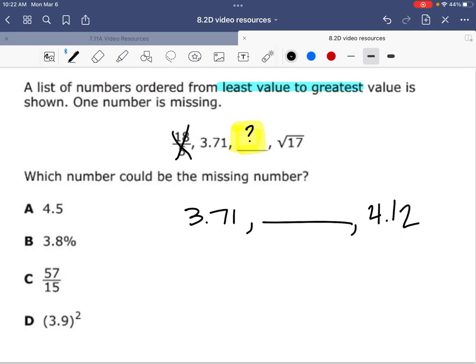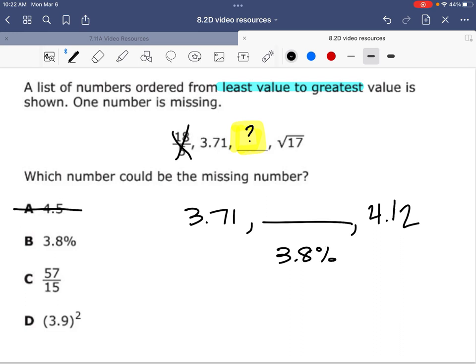So looking at this, I can already get rid of A because I know 4 and 5/10 is greater than 4.12. So that is not going to be right. So I'm going to strike through that answer. I know the next answer, 3.8%, we want to say, hey, perfect. That fits right in there.